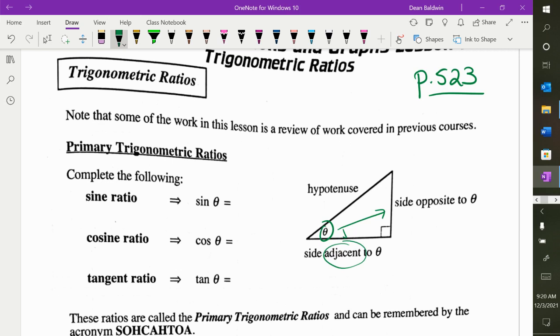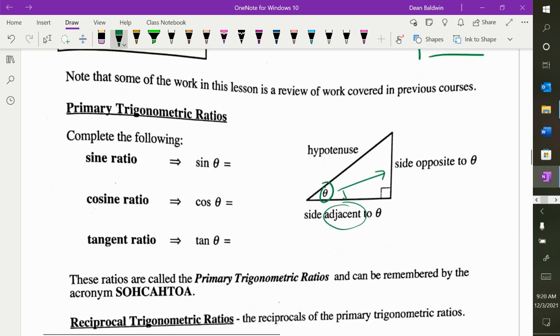Hypotenuse. All right, so let's see what we remember, people. Sine theta is what side over what side? Opposite over hypotenuse. Op over hype. Cosine is what side over what side? Adjacent over the hypotenuse. And tan is op over adjacent. Good job.